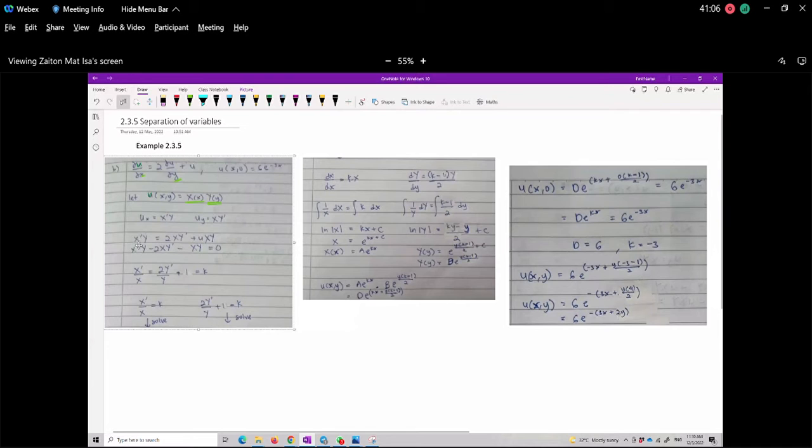X prime Y, correct, equals 2 X Y prime, correct, and then plus u. There is no u here; u is replaced by X times Y. Now, just bring everything to the left hand side. You can do that. And then next, we try to write our equation in separable form, x with x, y with y.